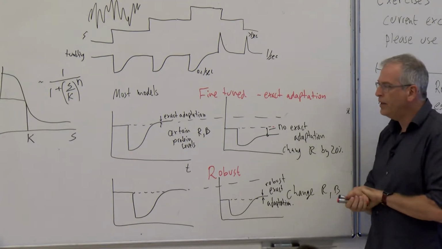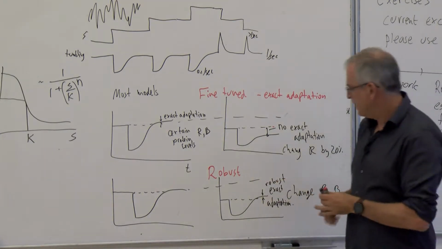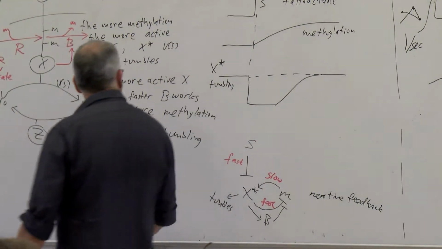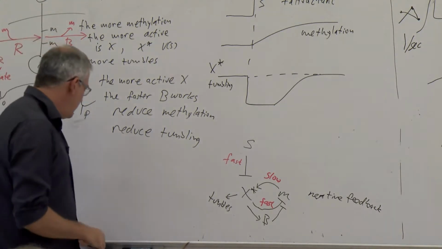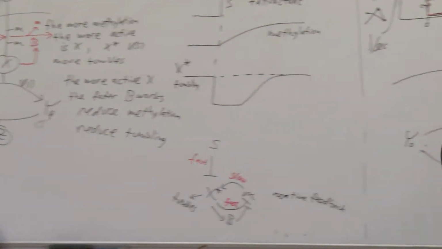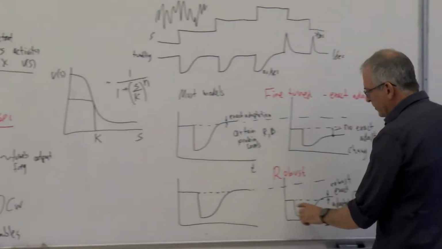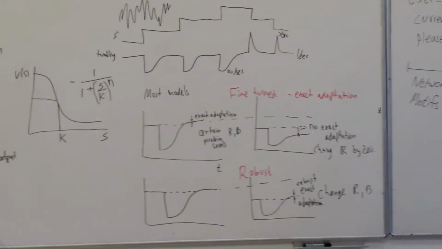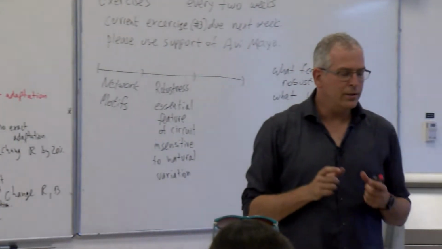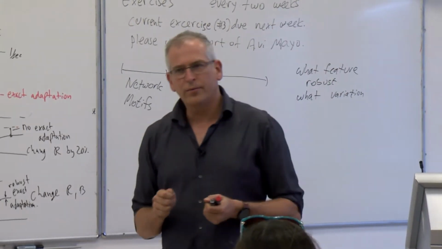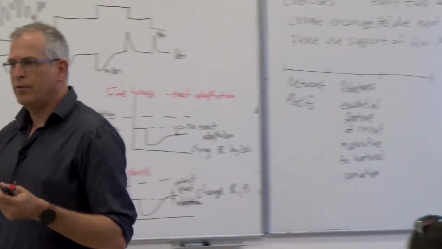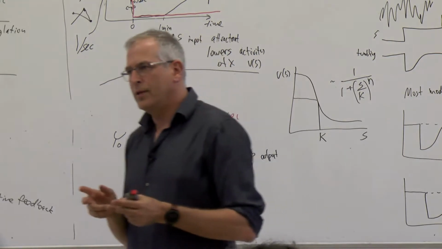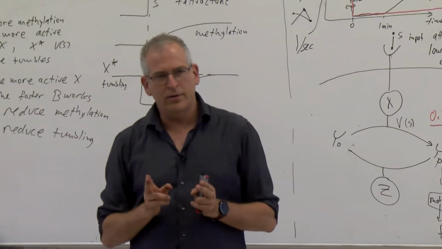Okay. How does this work? And how does robustness work? Maybe I should say in my postdoc, I did these experiments because my goal was to test whether exact adaptation is robust. So what I did in my postdoc was genetically engineered E. coli, and I forced them to have more or less of each one of these proteins, X, Y, R, and B. And the way I did that was I deleted, let's say, the gene for R, so the cells can't make R anymore.